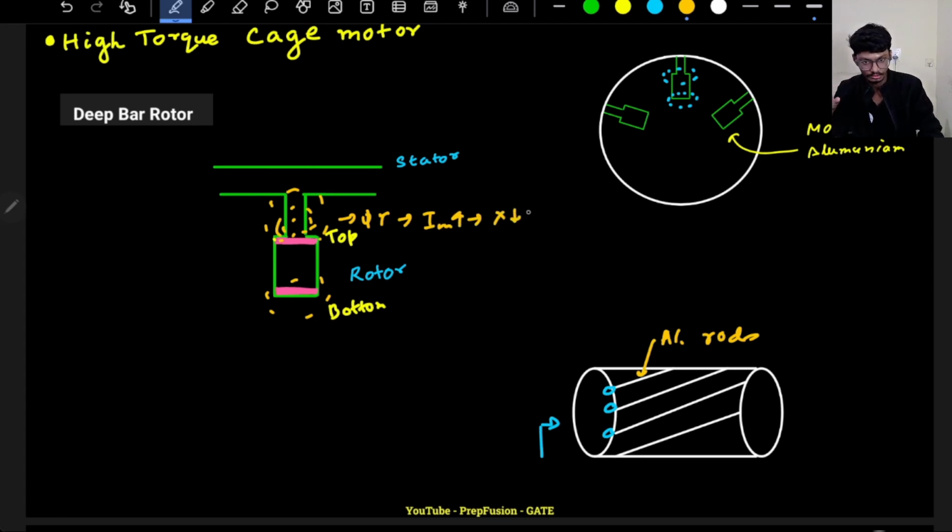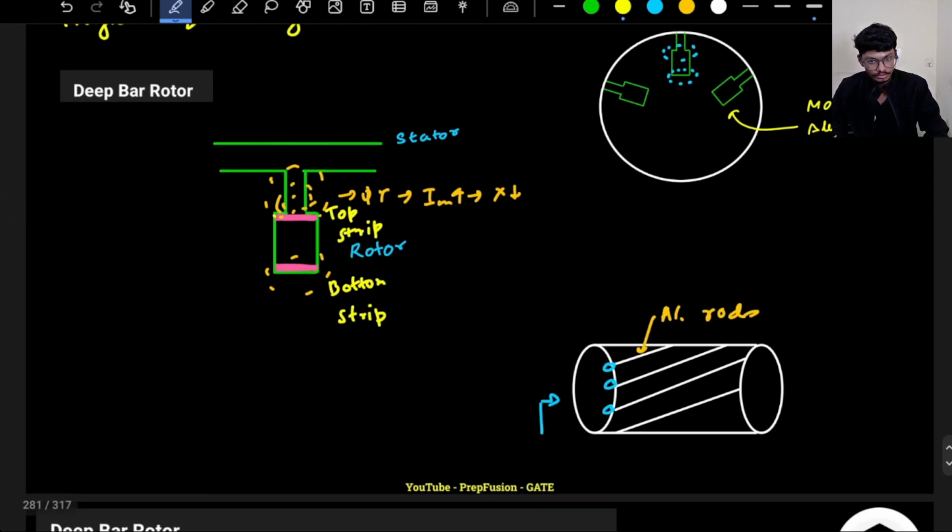Reactance will be lower in the top side, and in the bottom side there will be higher reactance. So most of the current will flow from the top, where the resistance of the bar is higher. We will intentionally make the resistance higher, but reactance is lower, hence most of the current will flow through the top side only, the top strip. There will be two strips. This is the top strip and this is the bottom strip. I hope you have understood this point.